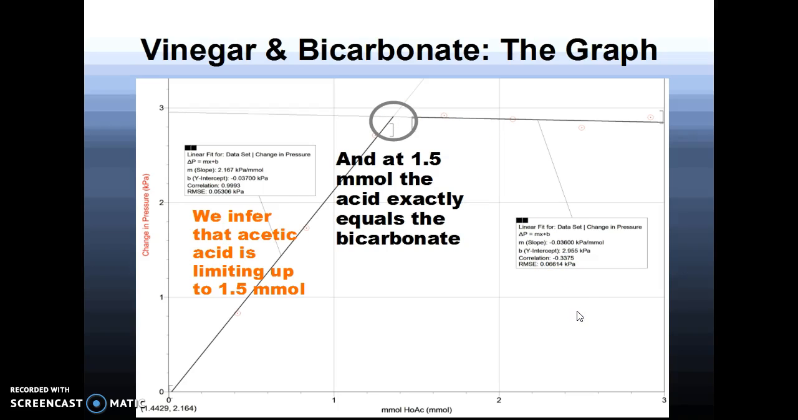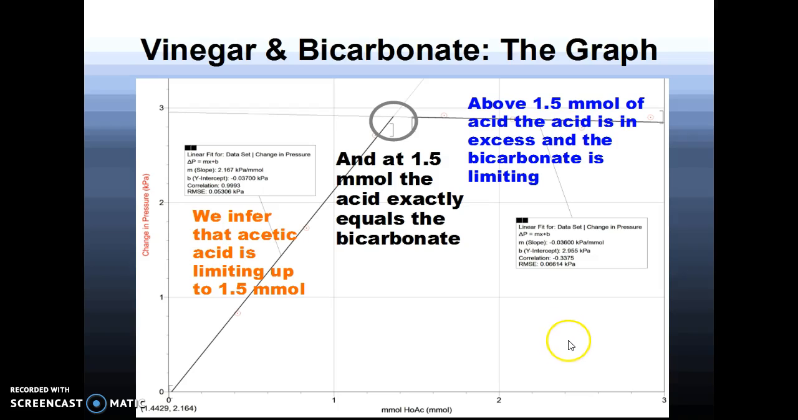And at 1.5 millimoles, the acid exactly equals the sodium hydrogen carbonate. And, as you probably know already, there's 1.5 millimoles of sodium hydrogen carbonate in each one of these containers. Above 1.5 millimoles of acid, the acid is in excess and the bicarbonate is limiting. There's not enough bicarbonate to hit all the acid that's being added here, 2 millimoles, 2.5, 3. There's only 1.5 millimoles of the sodium hydrogen carbonate, so there's not enough to react with all the acid in this area. And that's why you have a flat line here.